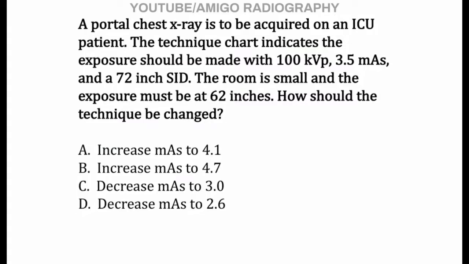A portable chest X-ray is to be acquired on an ICU patient. The technique chart indicates that the exposure should be made with 100 kVp, 3.5 mass, and a 72-inch SID. The room is small and the exposure must be made at 62 inches. So how could the technique be changed? We're assuming here that the technique chart is right and we would have received a good exposure if we could have used a 72-inch SID, but we can't. We have to use a 62-inch SID.